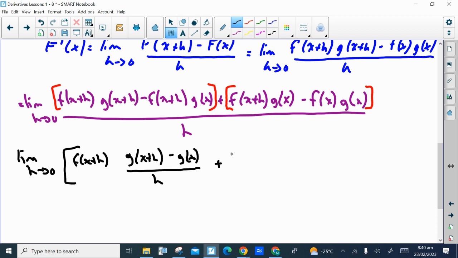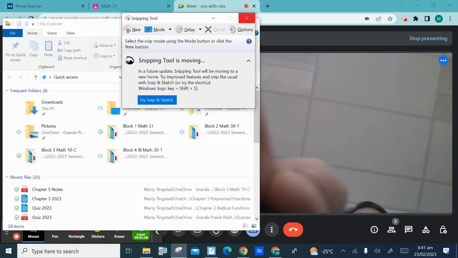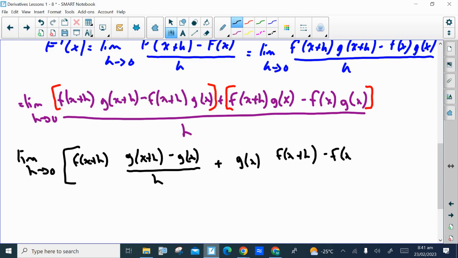And as we said, in that second grouping, those last two terms, there's a common factor of g at x to take out, which would leave us with f at x plus h minus f at x all over h.